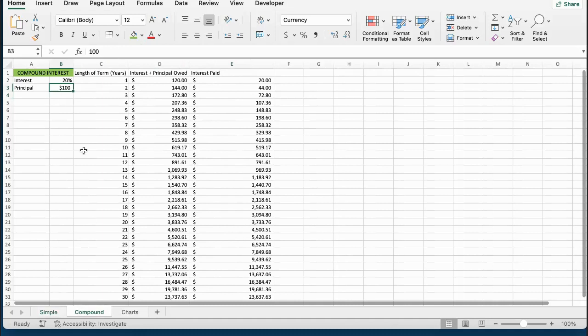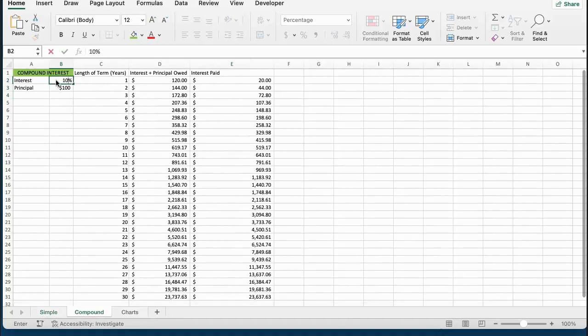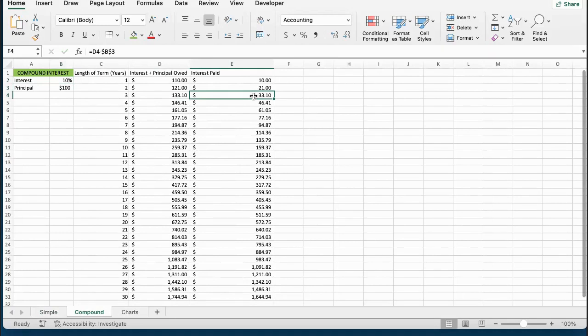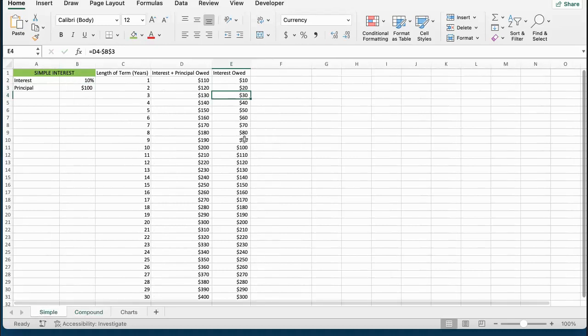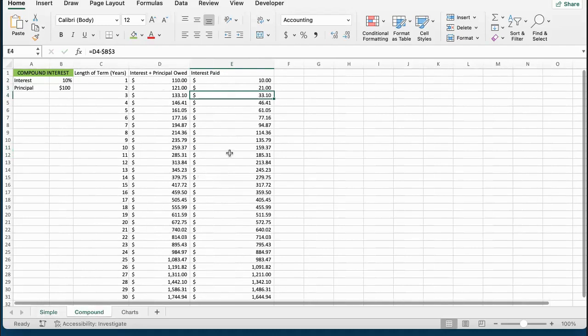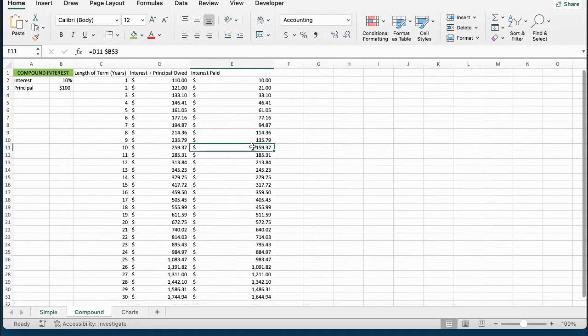So let's say, for example, in this case, we have a $100 loan at 10%. After 3 years, instead of $30, you'd have owed $33.10. Let's say on this side, on the simple interest side, after 10 years, you pay $100 in interest. The compound interest side, you'd pay $159 in interest. So the only difference here is that on the compound interest calculation, the interest that you earn is also accumulating interest.